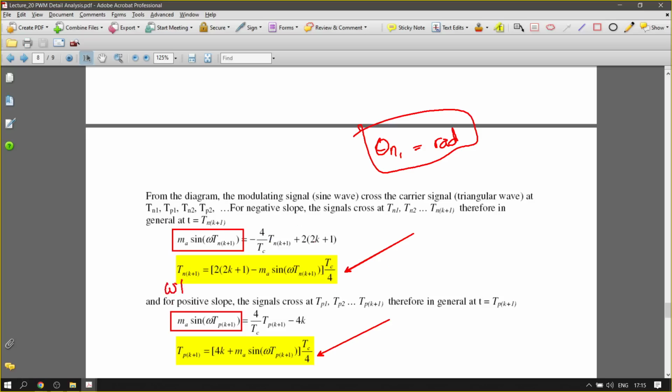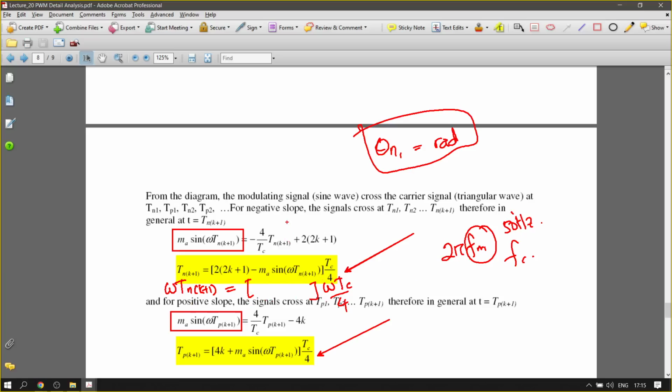Omega Tn k plus 1 equals to, here also you multiply with omega. So omega Tc over 4. What is omega? 2 pi Fm. The modulating signal, the 50 Hz. Fm, okay, not Fc. This is Fm. Right? So you get this.